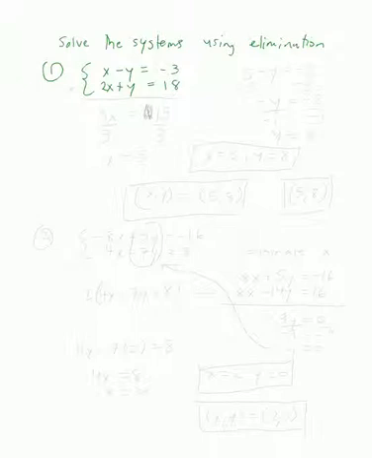Notice I have a negative y and a positive y, so those are already opposites. So actually, step 2 is already done for us. I don't have to multiply the equations by anything because they're already opposites. So I'm on to step 3, add the two equations together. So if I add these two equations together, I get 3x, the negative y and the positive y cancel each other out, and negative 3 plus 18 is 21. Sorry, negative 3 plus 18 is 15. My mistake.